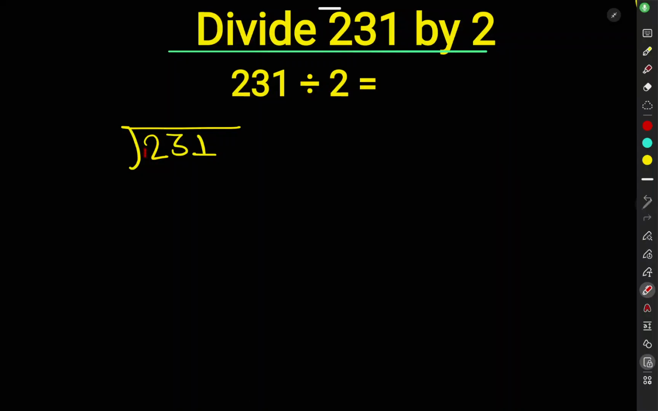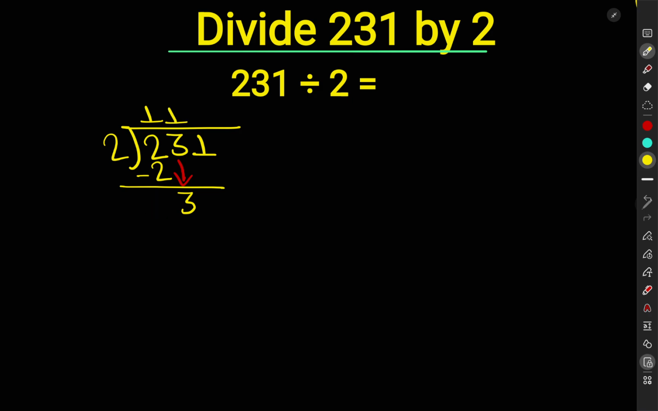Here we divide 231 by 2 in long division method. So 2 times 1 means 2. On subtracting we get 0. So now we put down the number beside this 3 and we remove this 0.